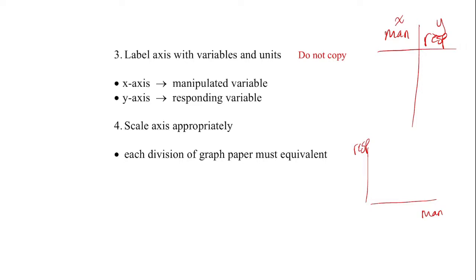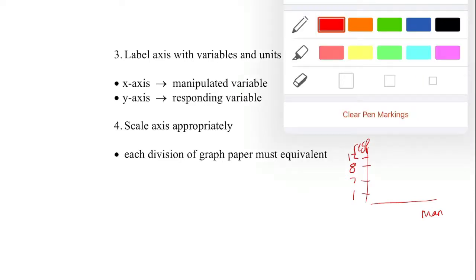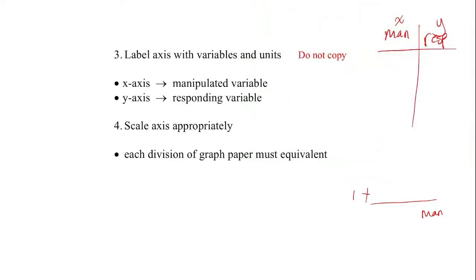Also, make sure that each division is equivalent. I know it sounds obvious, but I've literally seen this, where somebody is like 1, 7, 8, 12, like what? No, that you're going up by 6 and then by 1 and then by 4 and like, no. So you're going up by 2s or 4s or 6 or 0.5s or 0.25s or 0.1s, I don't know, but you're going up by the same number every single time, okay?